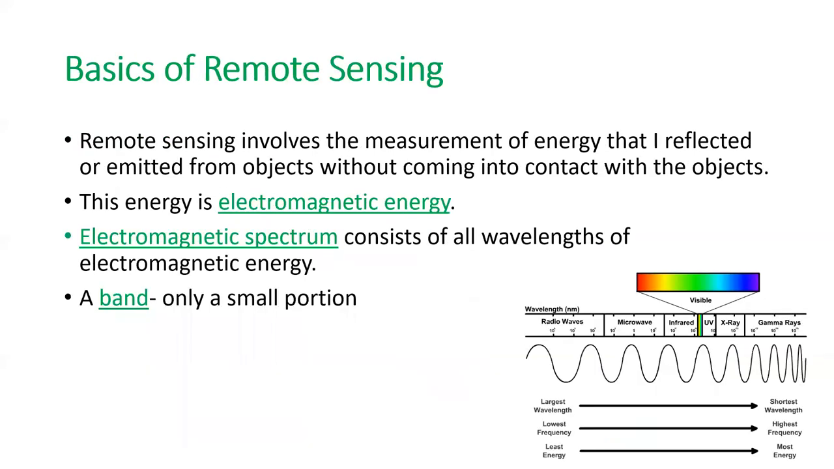Now, the basics of remote sensing: we talk about the measurement of energy that is reflected or emitted from objects without coming into contact with the object. Every object has some energy, which can be heat energy or any kind of waves. This energy can be measured because it is electromagnetic energy. For example, for visible light, during the night we cannot see, so we need light to improve our visible spectrum. But there are some waves that we don't see.